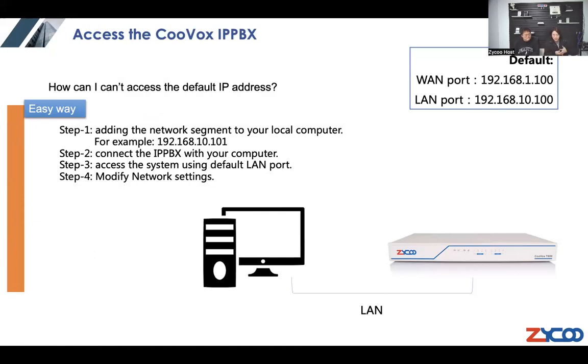So first things first, after you receive the IP PBX, what you need to do is to access the PBX, right? All of the ZYCOO servers come out with a static IP. It defaults to 1.100 if you're using the LAN port, and 10.100 if you're using the other LAN port. The easiest way, at least for me, to access the PBX would be adding the same network segment to your computer and then connecting the PBX directly with your computer. That way provides you the easiest way to access the PBX.